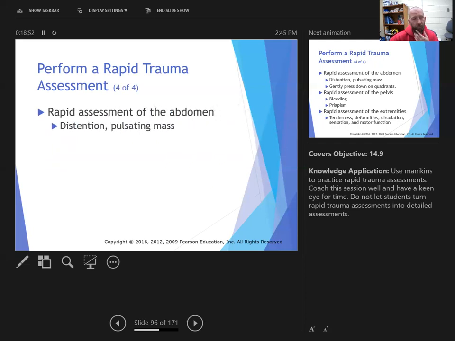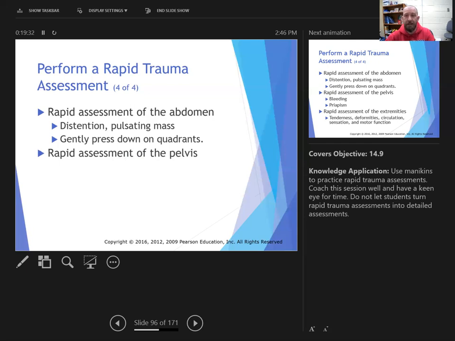We get down to the abdomen. We're going to be looking for distension, pulsating masses, and rigidity as well. We're going to be feeling all four quadrants. What's important to remember when we're doing this, and the mistake that people make, is that they're just pressing down on the abdomen, right? They don't check the flanks, the sides. So it's important to check the sides as well. We're going to palpate all four quadrants and check the sides there as well, looking for distension, pulsating masses, and rigidity.